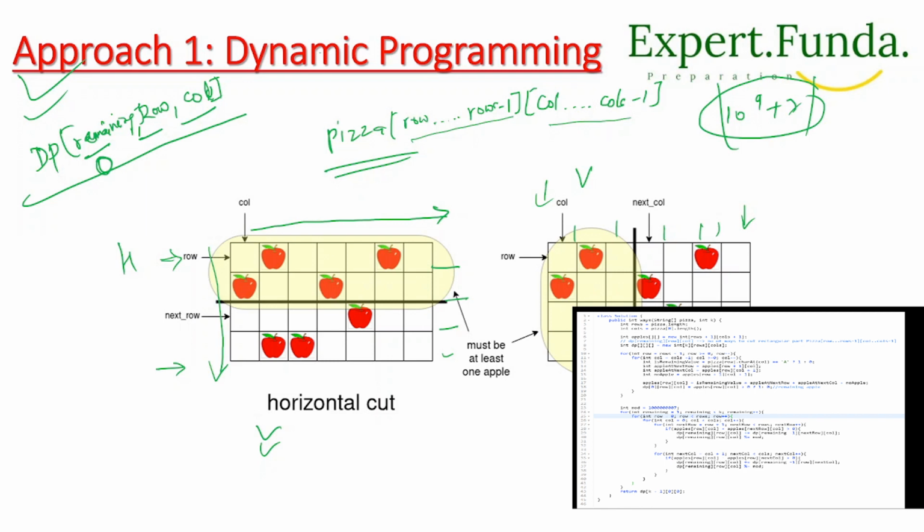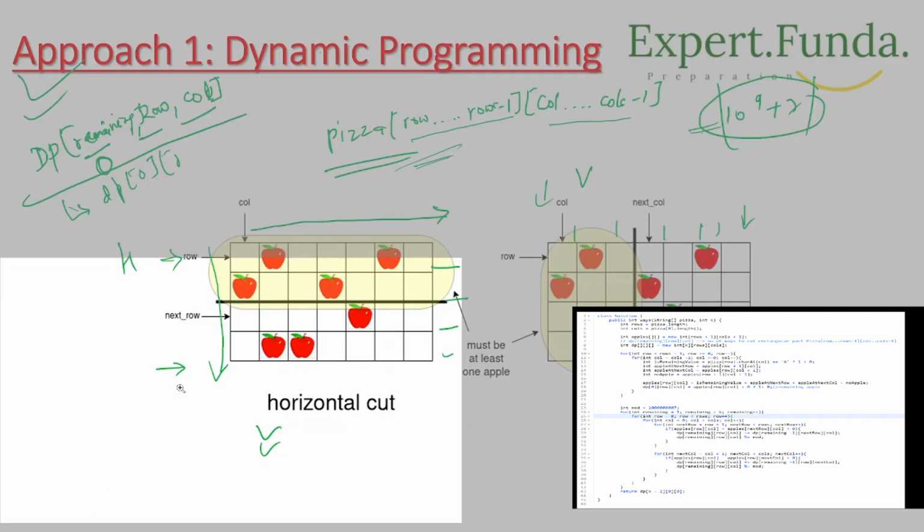So this function that we have, this pizza, what will it return? If we do not need any further cut, meaning remaining is 0, then if the pizza of this one contains at least one apple, we can say dp of 0 means no cut, we have no further cut to do.